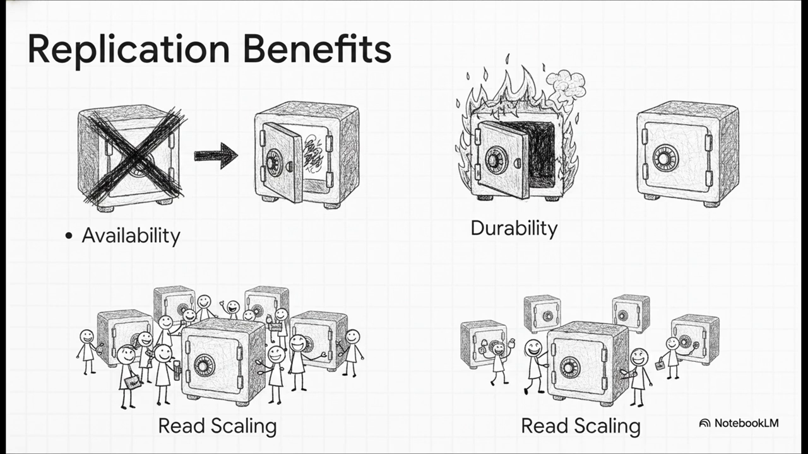And third, we get read scaling. If 100 people need to read that document at the exact same time, having multiple copies means they don't all have to stand in a massive line at just one safe. We distribute those read queries across all the replicas, which massively reduces the load on any single machine.